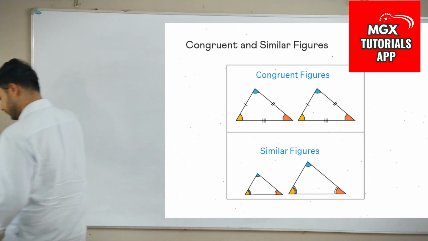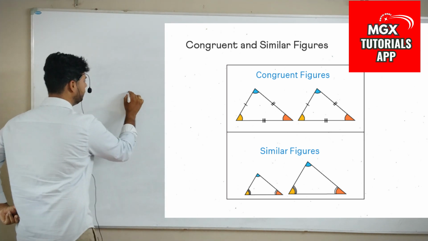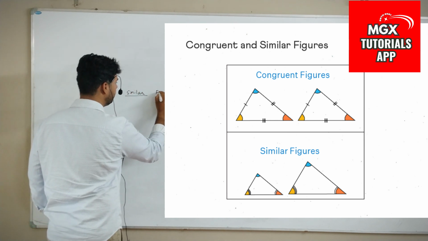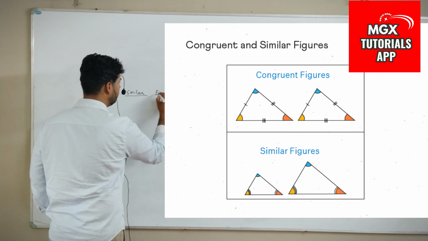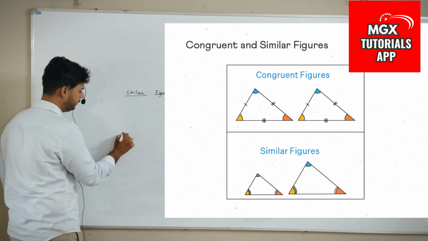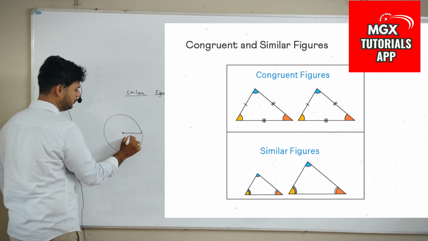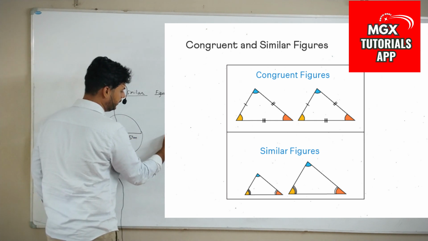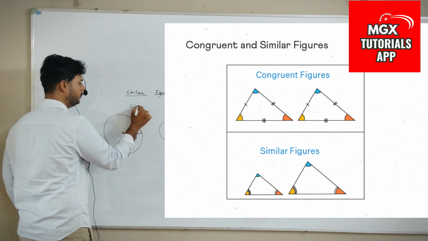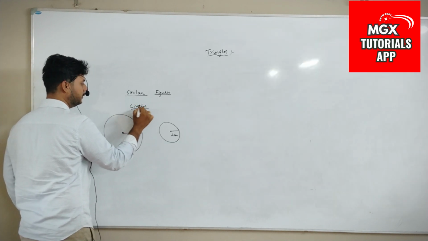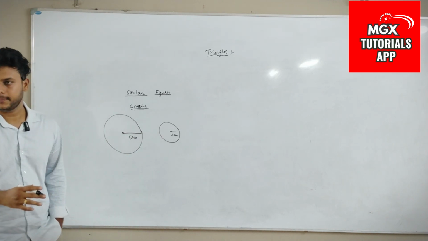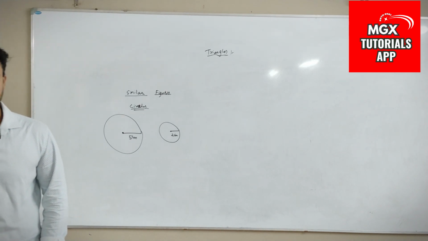So next we have is similarity, similar figures. One example I'll give. Similar figure means the figures will be similar. If I take one circle of 5 centimeter radius and one more of 2 centimeter radius, both are what? Both are circles only. But this is a 2 centimeter circle, this is a 5 centimeter circle. Getting? So both are similar figures.